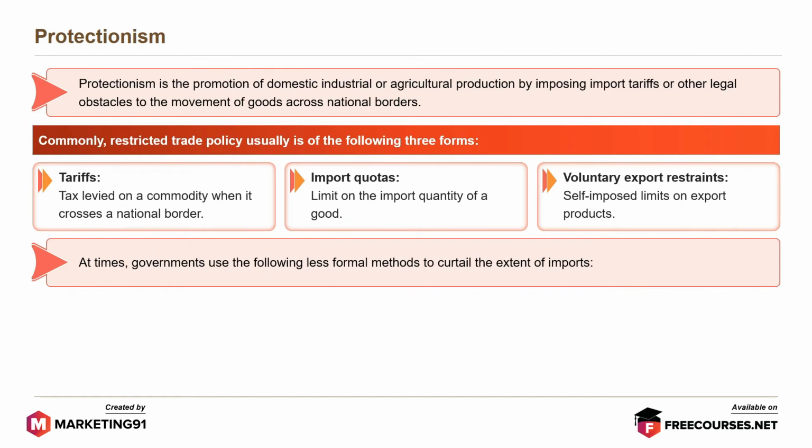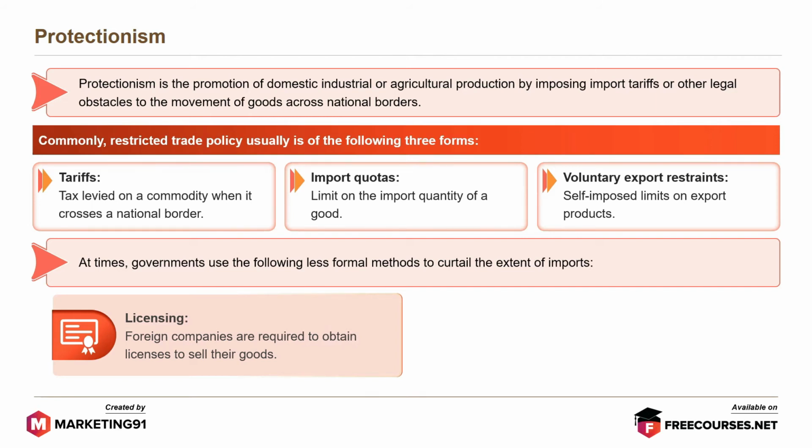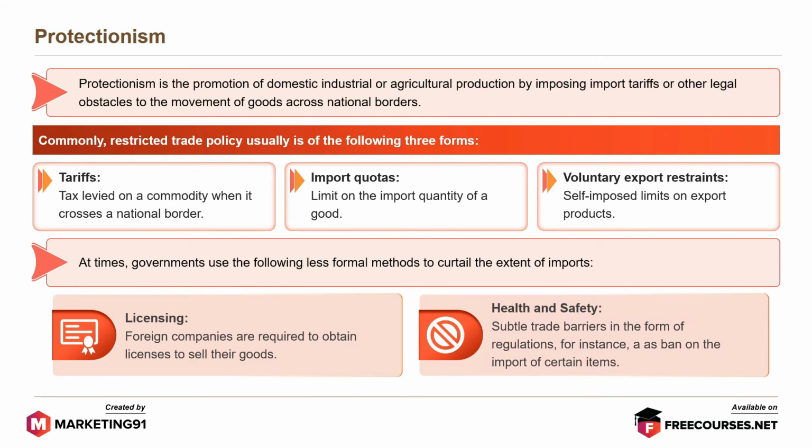At times, governments use the following less formal methods to curtail the extent of imports. Licensing: foreign companies are required to obtain licenses to sell their goods. And health and safety: subtle trade barriers in the form of regulations, for instance, a ban on the import of certain items.